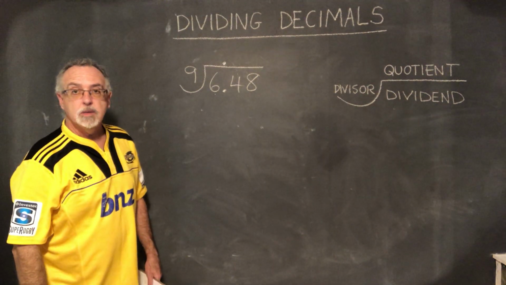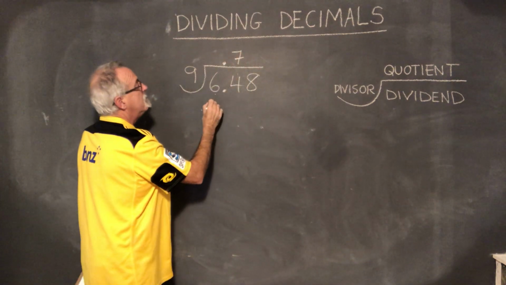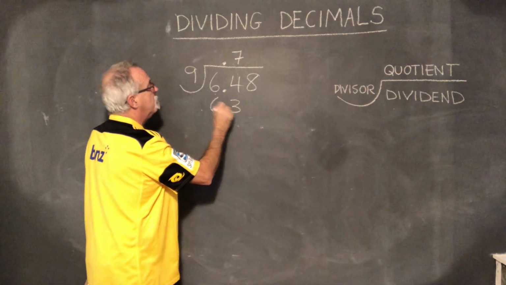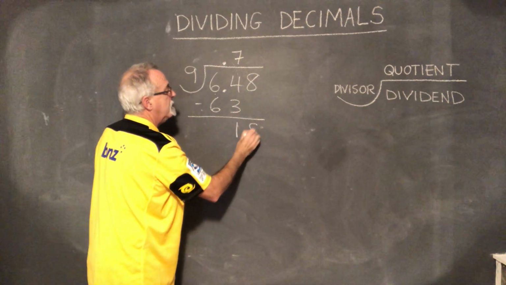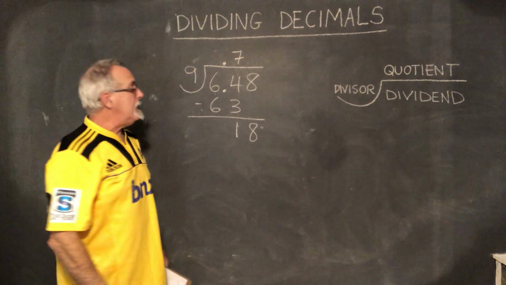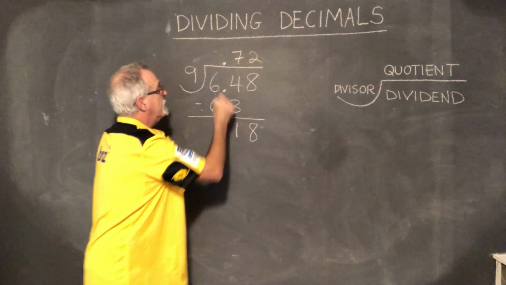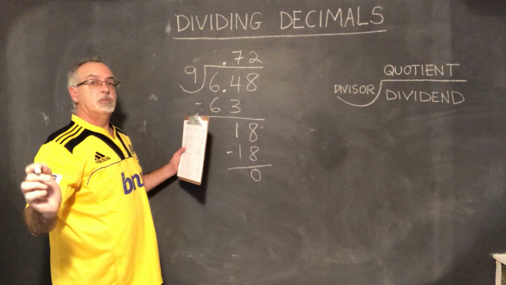How many times? 9 times 7 is 63. Subtract. That leaves a 1 here, but this 8 has to be carried. Does 9 fit into 1? No. But does 9 fit into 18? Yes, twice. 9 times 2 is 18. Subtract, I've got a 0, I know I'm finished.